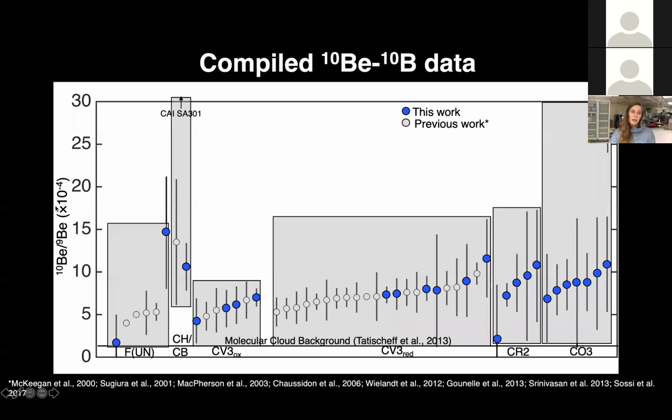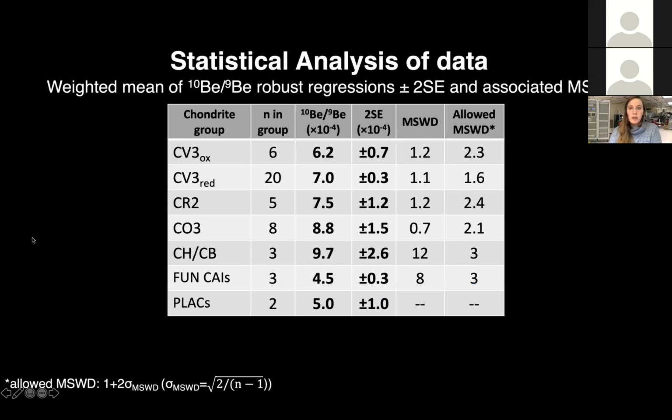So now I'm showing the compiled data without Lisa, and again you can see that most of the CAIs are about at the same level, except for funds and a few outliers. So now I'm going to show you how I statistically analyzed the data to see actually if the CAIs all have the same number of 10/9 beryllium.